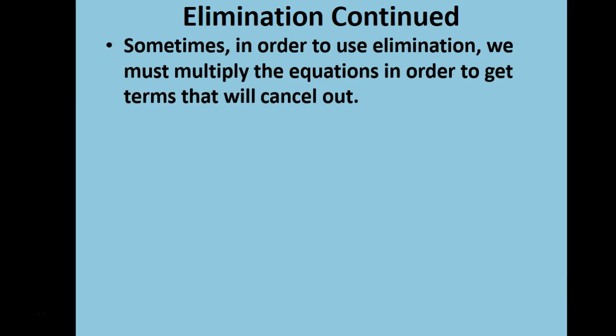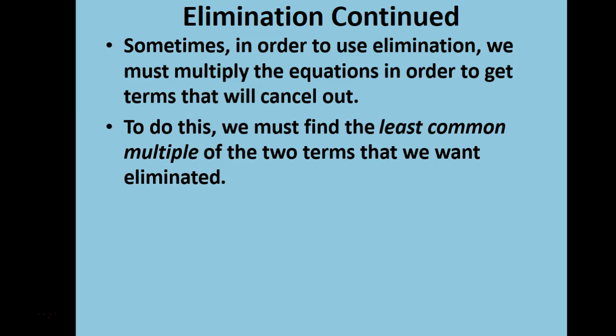Let's look at another situation here. In this case, we have to multiply our equations in order to get terms to cancel out. So when you do this, you're going to have to find the least common multiple of the two terms that we want eliminated. Here's an example. We've got 3x plus 2y equals 13. We've got 5x plus 3y equals 20.